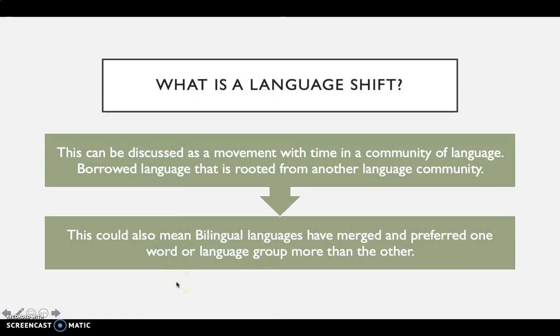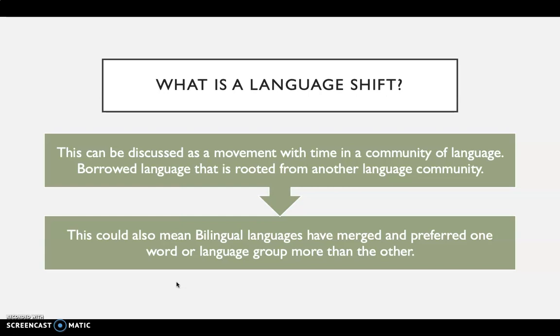What is language shift? I found that this is discussed as a movement with time in a community of language, so borrowed language that is rooted from another language community. This could be, to me, how our ancestors have migrated, and within that migration, they have had to find new ways to communicate with each other.